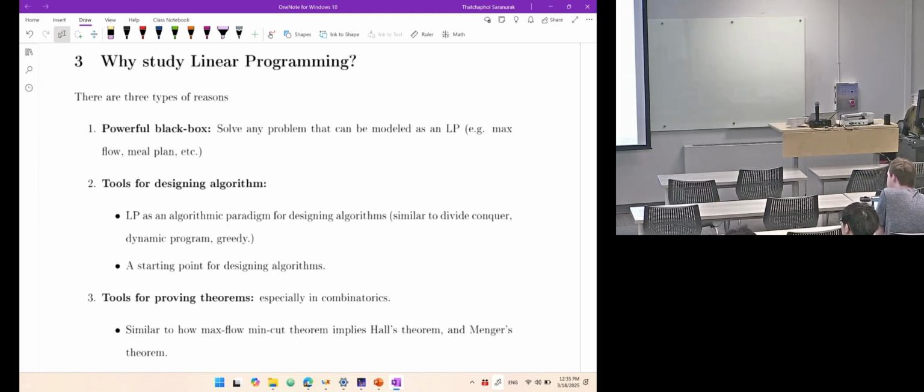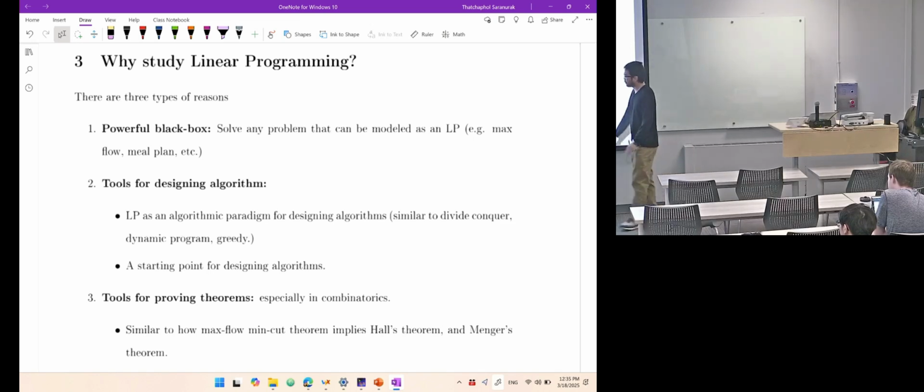It turns out that LP is a tool for designing algorithms. It's a tool for your thinking. It's an algorithmic paradigm, similar to dynamic programming or divide and conquer. Once you learn this language and the concept, it's a starting point on how to even design an algorithm.